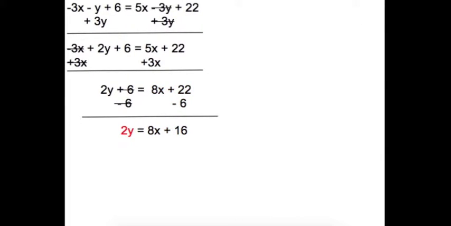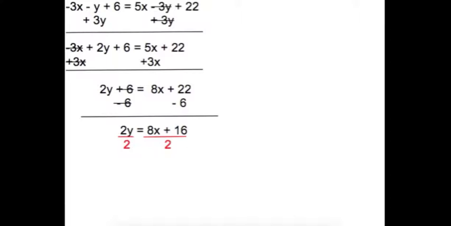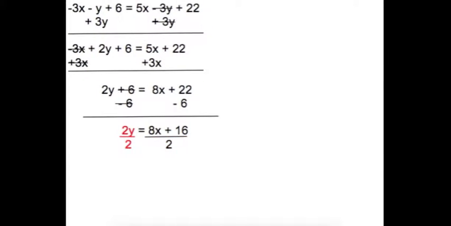We still have yet to solve for y because y is being multiplied by 2. To undo this, we can divide by 2. What we do to one side of an equation, we have to do to the other side. Let's simplify the left side of the equation first. We know that 2 divided by 2 is 1, leaving us with 1y, which we know is just y.